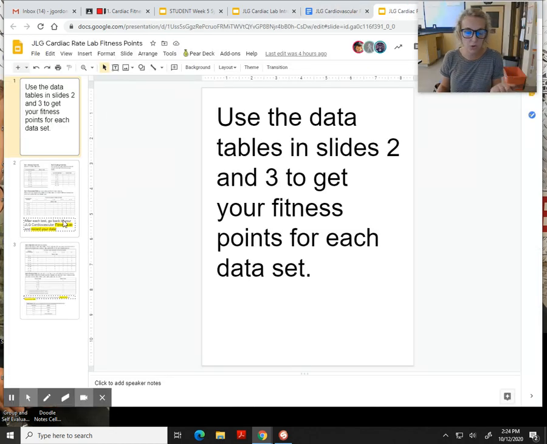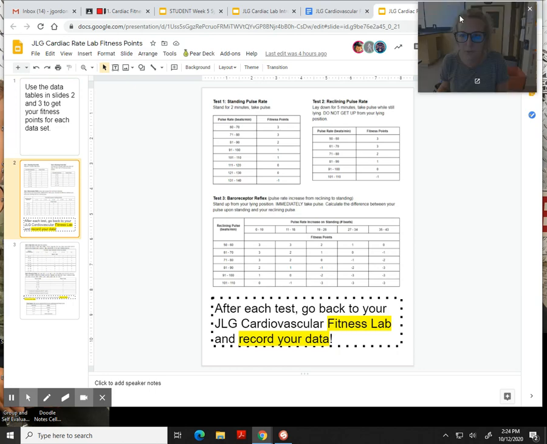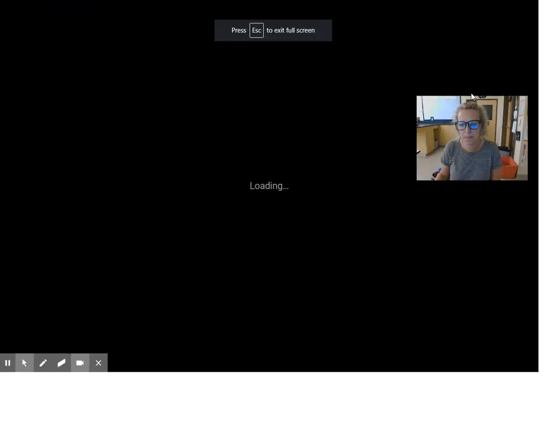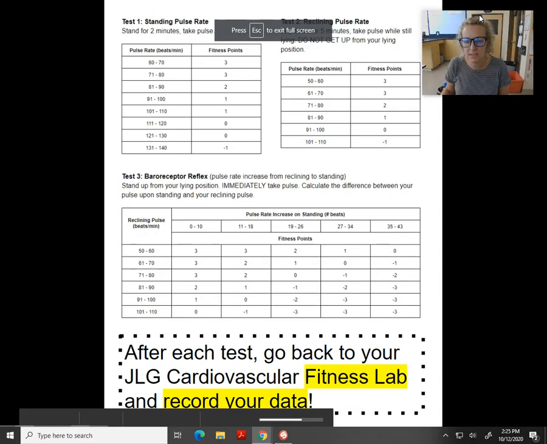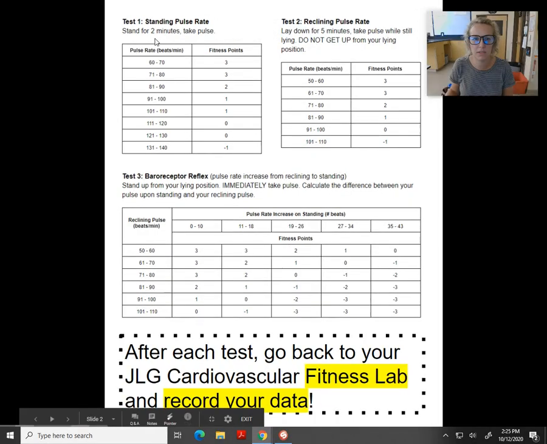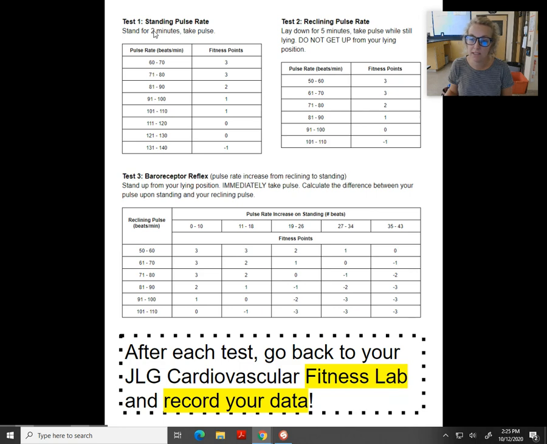This slideshow shows you how to do each test. So for example, test 1. Test 1 is the standing test, standing pulse. So you're going to stand for 2 minutes without doing anything, and then take your pulse after 2 minutes. Remember, you'll need your phone or some kind of timer. Now, my sitting pulse was about 64 beats per minute on my last calculation.